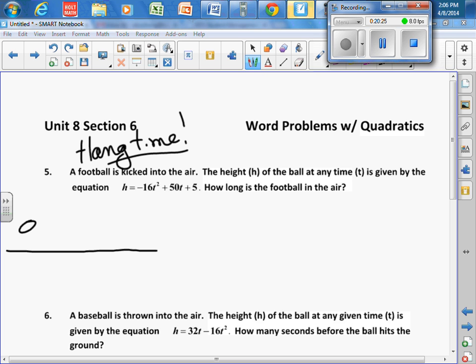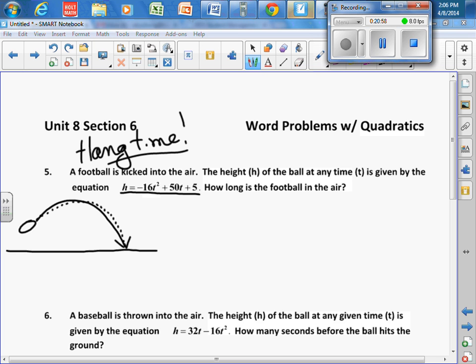All right, not a very good looking football, but think about the path that it's going to be taking. It's kicked into the air, and eventually what's going to happen if it's not caught? Yeah, we're going to have it hit the ground, and what's the path that this thing takes? A parabola. Here's the quadratic equation that shows you the height of that ball. There's your quadratic that shows the height of the ball.